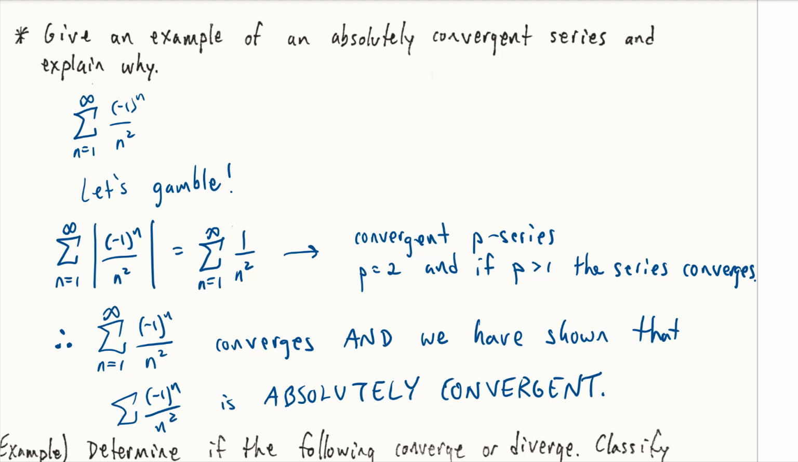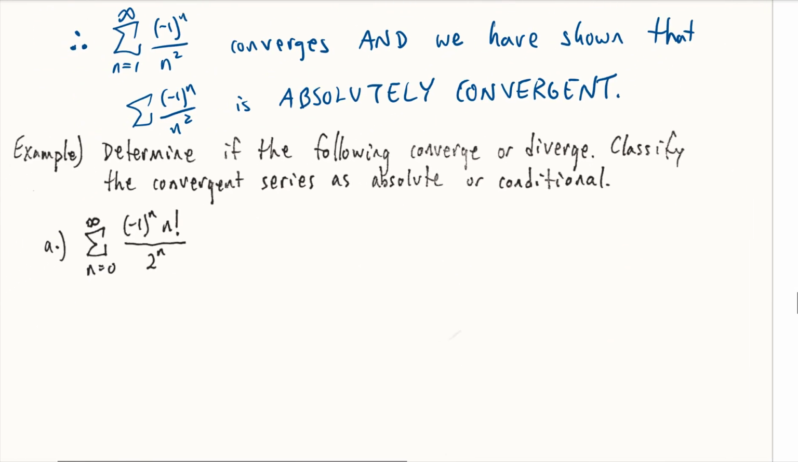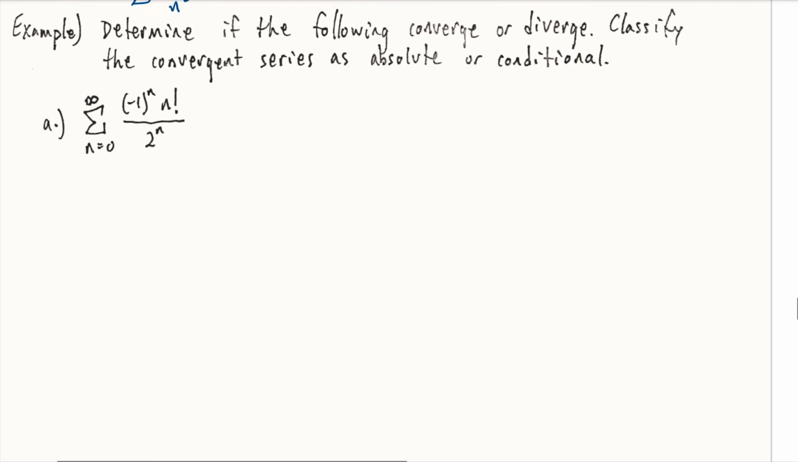All right, so with this in mind, let's look at some more alternating series. Determine if the following converge or diverge, and then classify any convergent series as absolute or conditional. In case that wasn't clear before, we only care about the classification of absolute or conditional if the series converges, either with the negatives or without.